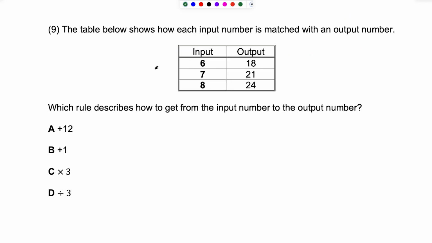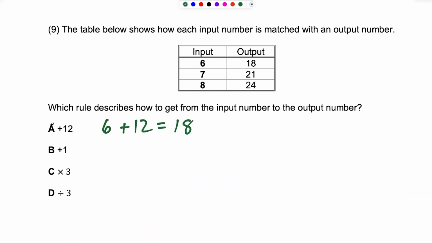Question 9, the table below shows how each input number is matched with an output number. And we want to know which rule describes how to get from the input number to the output number. So for this one, we just have to look at the numbers on the left and see how do they go to the numbers on the right. We're going from the input to the output. So choice A is very tempting because we can say that 6 plus 12 is equal to 18.